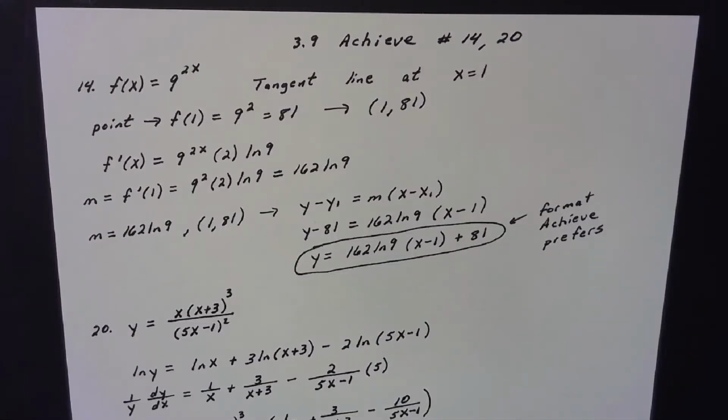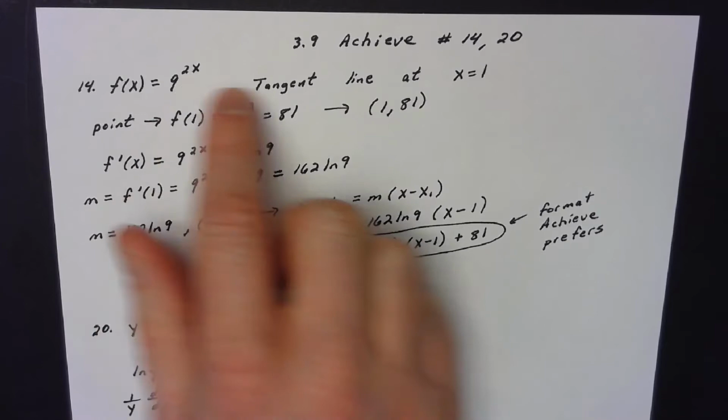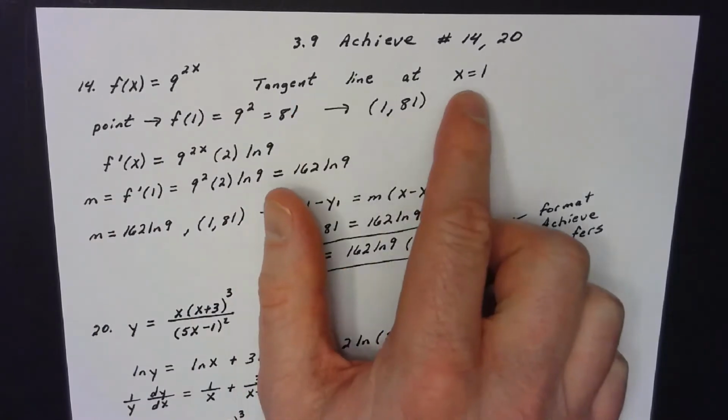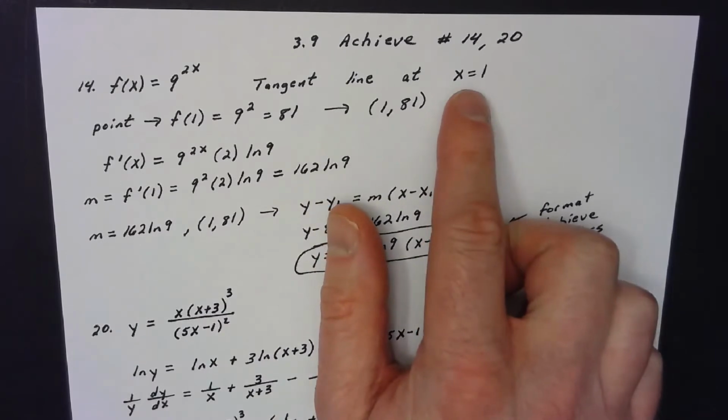Hi all, this video is intended to help with problems 14 and 20 on the Achieve section 3.9. These were some good questions here. The first one gives you an exponential function, 9 to the 2x, and it asks for a tangent line through x equals 1. Now your problem's probably slightly different, but similar.